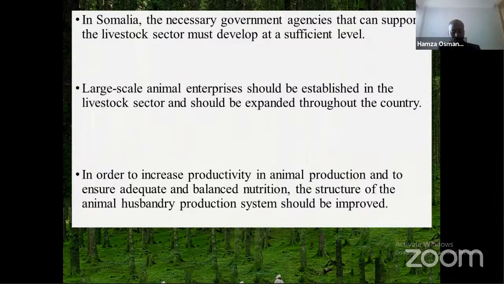In order to produce adequate levels of meat and milk in Somalia, crossbreeding studies should be carried out by importing breed animals. And in order to increase productivity in animal production and to ensure adequate and balanced nutrition, the structure of the animal husbandry production system should be improved.